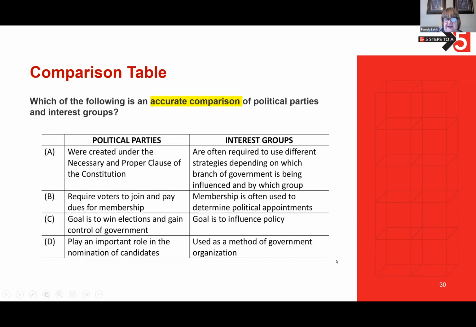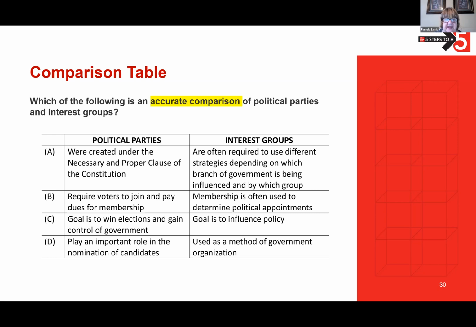Okay, this is a comparison table. Notice it looks a little different. You're comparing political parties to interest groups, and you have 2 columns. Whatever is in the first column under political parties must be true for that to be a correct answer, as well as whatever is in the second column under interest groups.